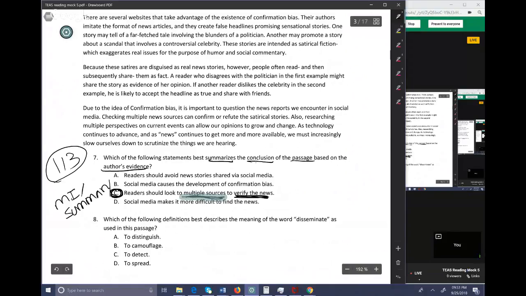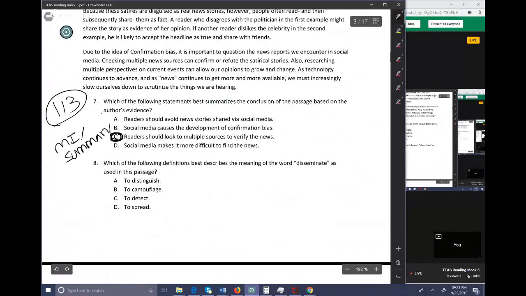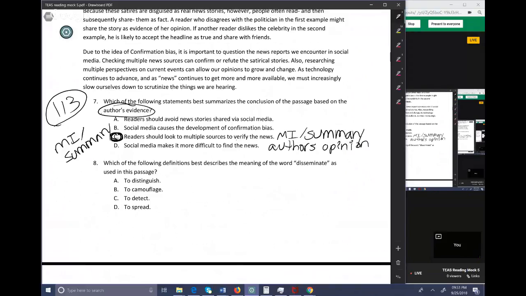So that leaves you with C, that you should look to multiple sources before you assume that you have heard the right thing. So that is a combination of the main idea or the summary, and you're also integrating what the author's evidence is showing. So it's also sort of the author's opinion. It's a broad question. It's almost one of those questions that asks you what's true based on what the author thinks.